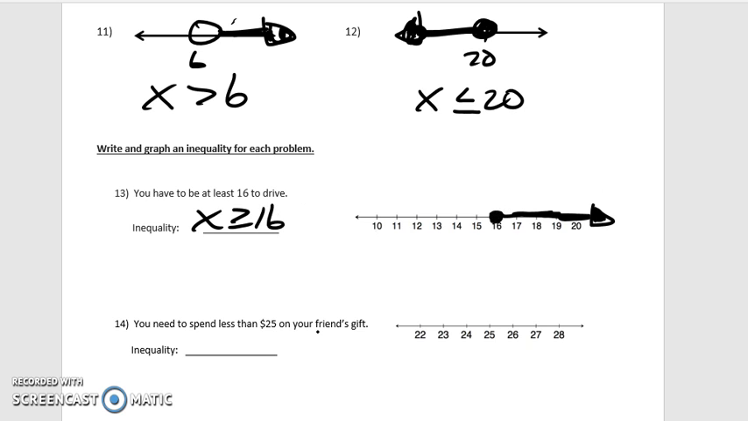You need to spend less than $25 on your friend's gift. Okay, less than 25. So I can't be 25, which is why it's an open circle. And I need numbers that are less than, so that means they are to the left of 25 that's there. So I write out my inequality: x is less than 25.